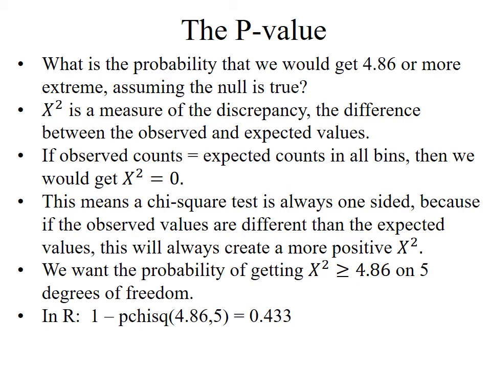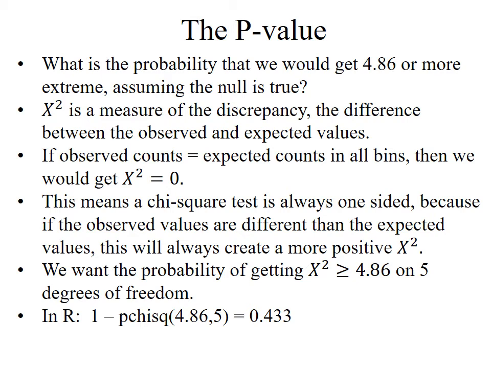That would be perfect agreement between observed and expected. And then this describes how different things are likely to be. The more different they are, the farther my observed and expected are from each other. That's going to give me a bigger, a more positive, a larger value of chi-squared. Because remember, I'm doing this crazy squared thing.